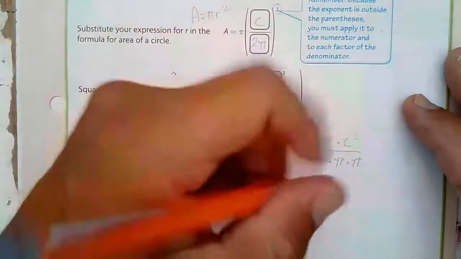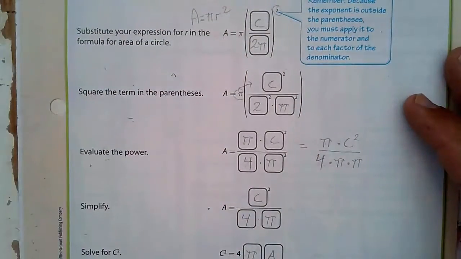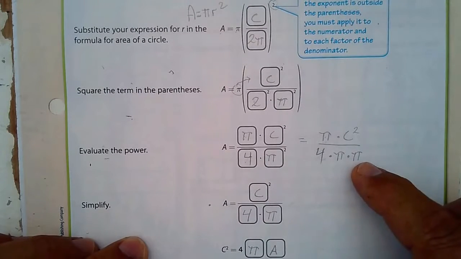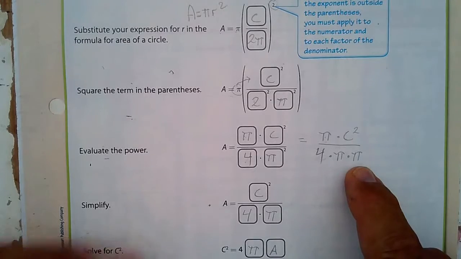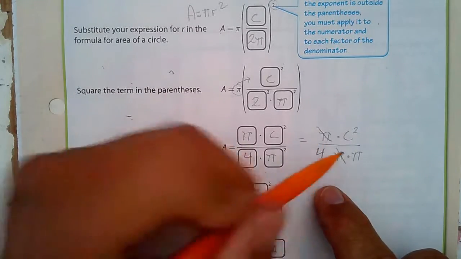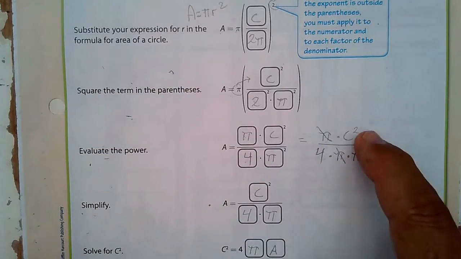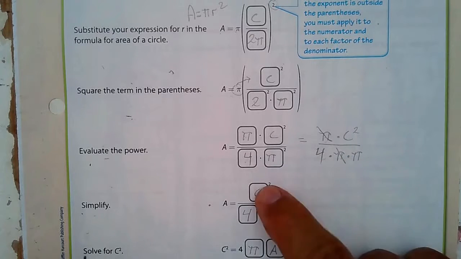That's 4 times pi to the second right there. That pi to the second means pi times pi. And what we can do is cancel these right here. So what we're left with is c to the second over 4 pi. c to the second over 4 pi. That's what's happening here.